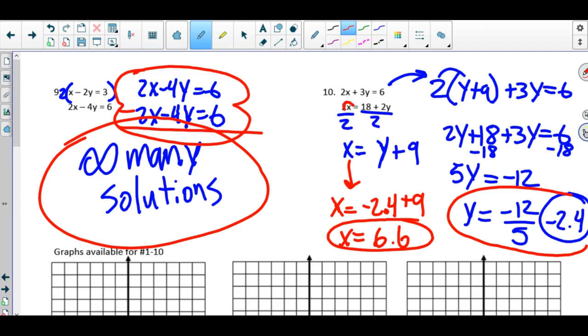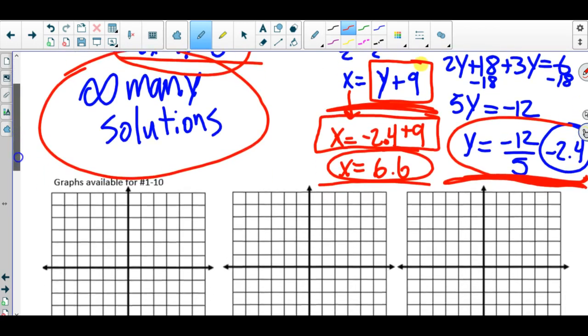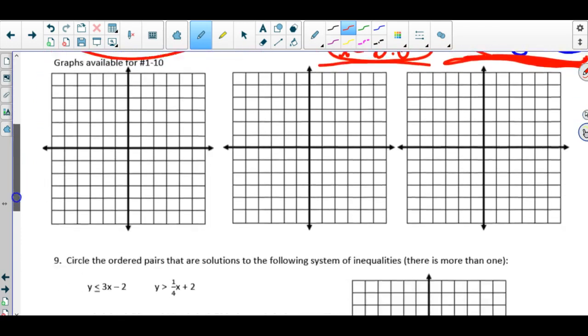Number 10 went with the substitution method. I solved for this x, and I got x equals y plus 9. Substituted it in right here, solved all the way down, got an ugly answer, negative 2.4. Took that y value, plugged it into this equation to get x equals negative 2.4 plus 9, which is 6.6. So there's your answer. The graphs, I did them as we went, so I didn't use these.